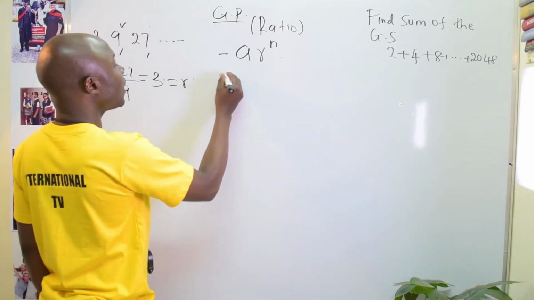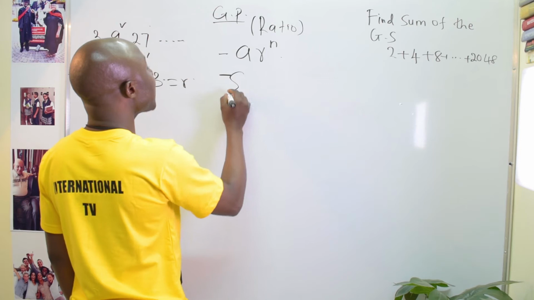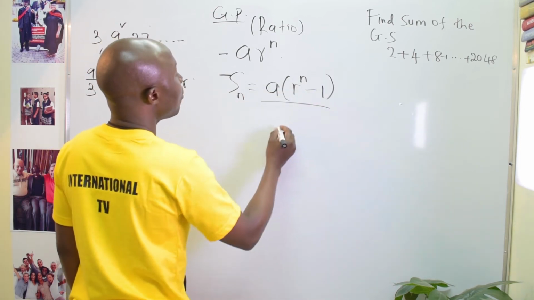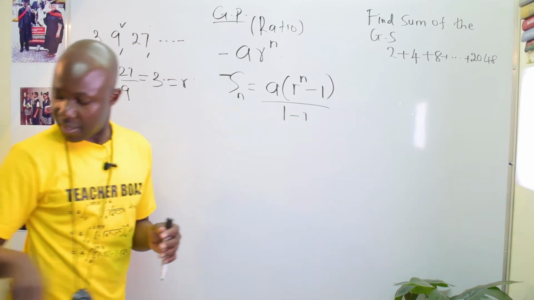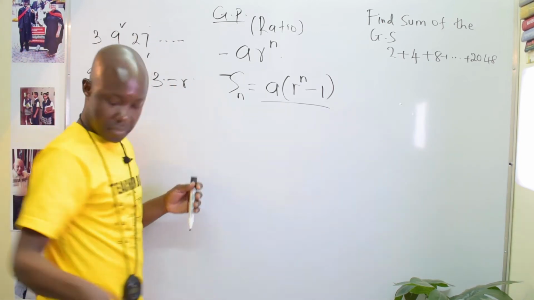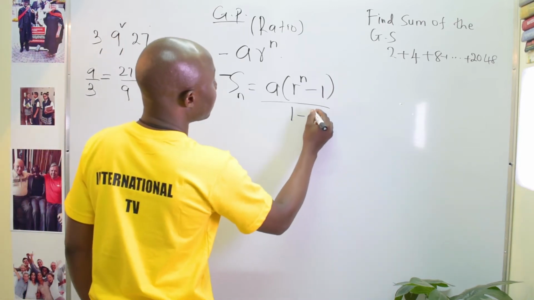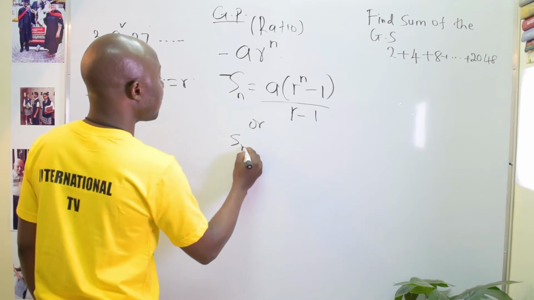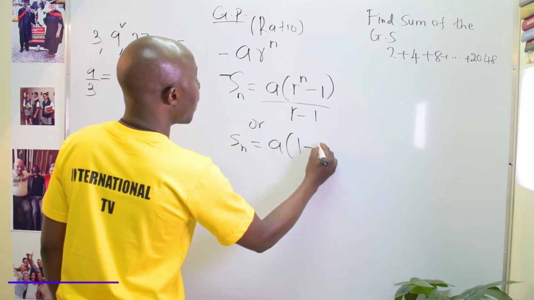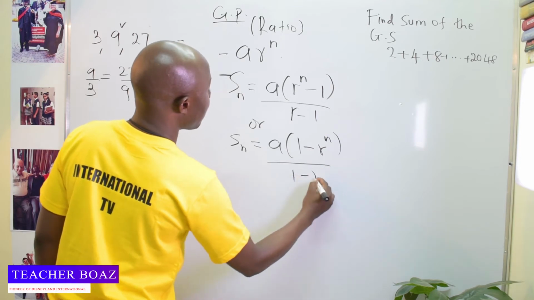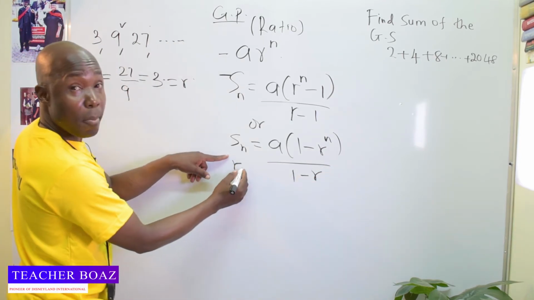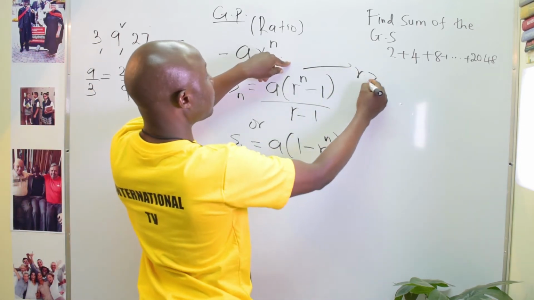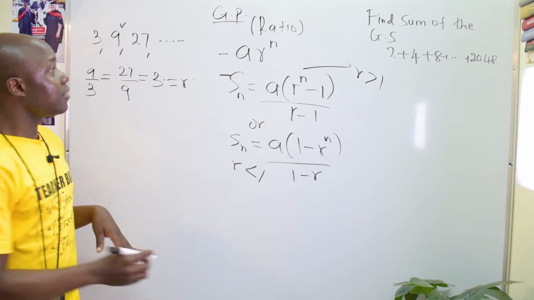Now, we also need to know that for us to get the sum of the terms it should be a into r power n minus 1 over r minus 1. Or it can be the sum of the terms becomes a into 1 minus r power n over 1 minus r. And this is when our common ratio is less than 1. Then the other one is when our common ratio is greater than 1. You need to know the 3. So please remember this.